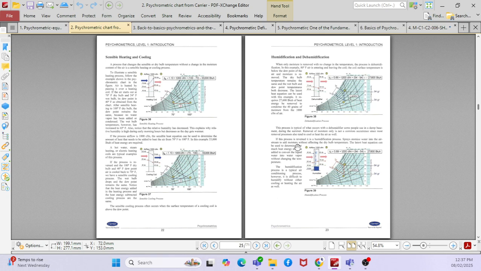Go item by item. Don't read everything in one day. Just take one example. Sensible heat and cooling. Try to read this complete book and try to understand how it works. Okay, and what is the effect when you do the sensible heating and cooling? What is the effect on the air? Clear? Yes, sir.